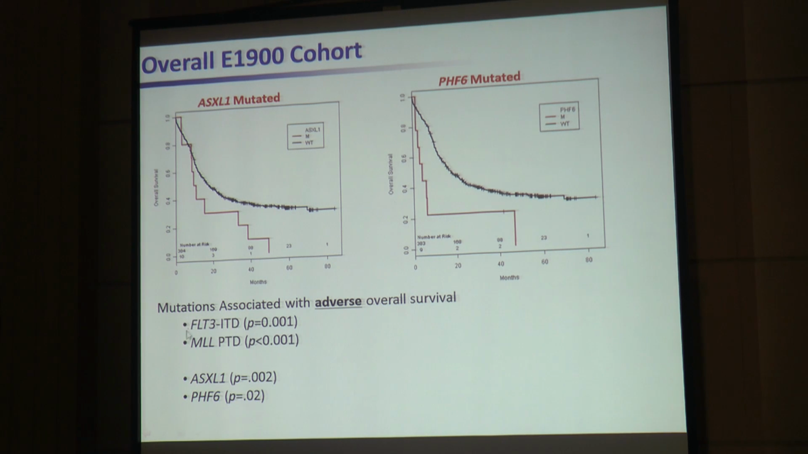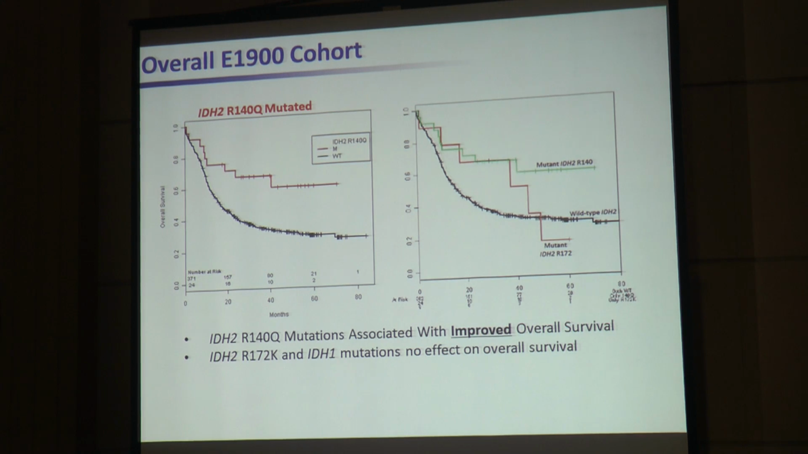One was FLT3 mutations, which are known to confer adverse outcome, also MLL partial tandem duplications, but also two mutations in new genes, ASXL1 and PHF6, which although rare in this young AML cohort, were associated with adverse outcome. In contrast, there was one mutation, regardless of cytogenetics, associated with favorable outcome, which is IDH2 R140Q mutations. And this is a little bit controversial, this data, in terms of other studies more recently, I don't think have seen this, but it was certainly true in this cohort, were associated with favorable outcome regardless of cytogenetics.